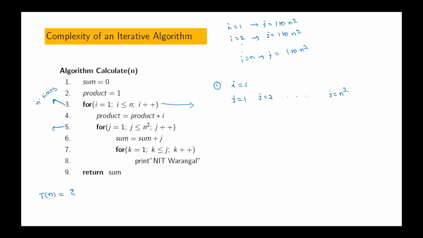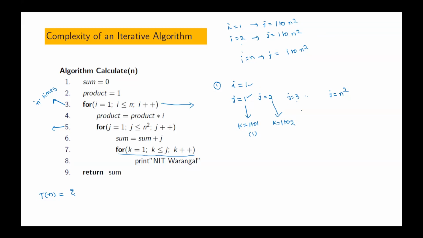When i equals 1 and j equals 1, how many times is the innermost for loop repeated? What are the values k takes? 1 to 1, that is only 1 time. When i equals 1 and j equals 2, what are the values k takes? 1 to 2.